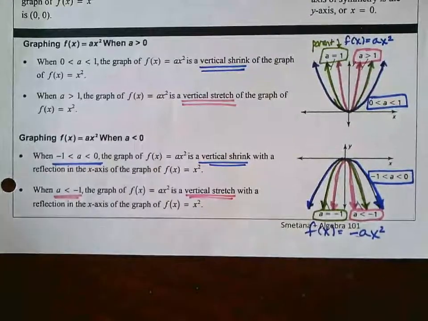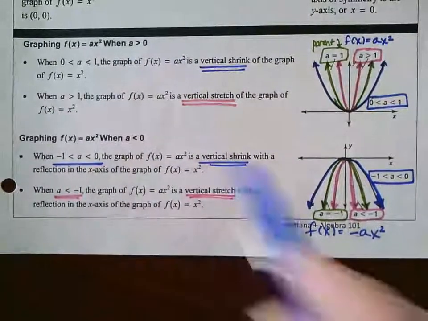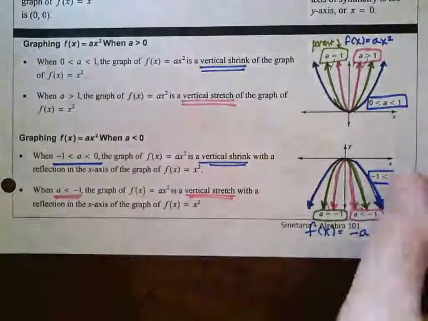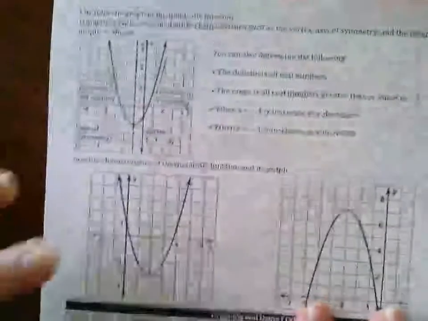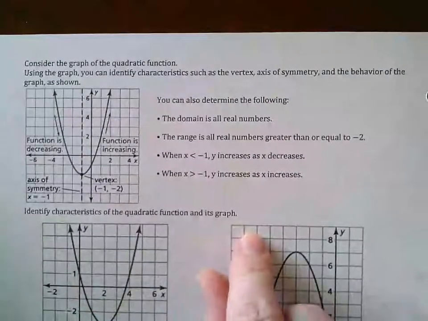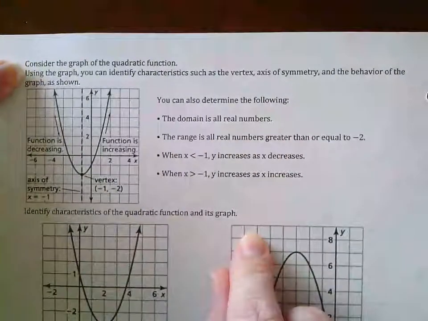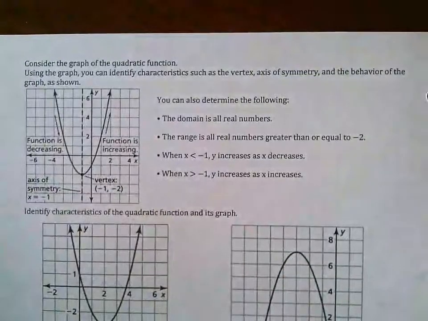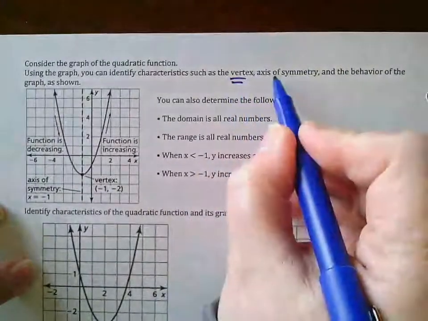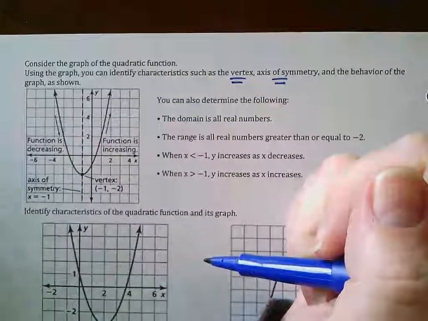Okay, so that's a lot of terminology to take in for a second. If you need to, pause the video so you can take a look at this and wrap your head around what I was talking about. But we're going to do some examples. So we want to take a graph and talk about what the attributes of this graph are, like what it is doing. So consider this graph of the quadratic equation. Using the graph, you can identify characteristics such as the vertex, axis of symmetry, and the behavior of the graph. Is it increasing, decreasing? What's it doing?